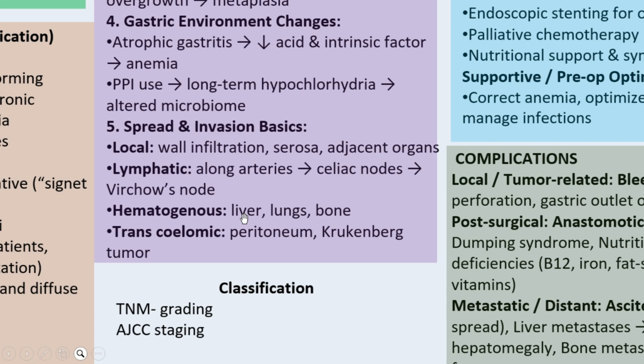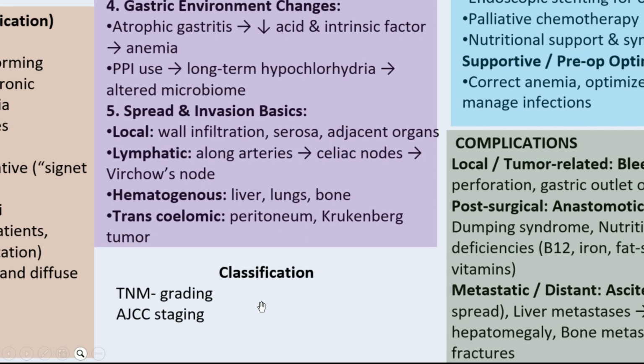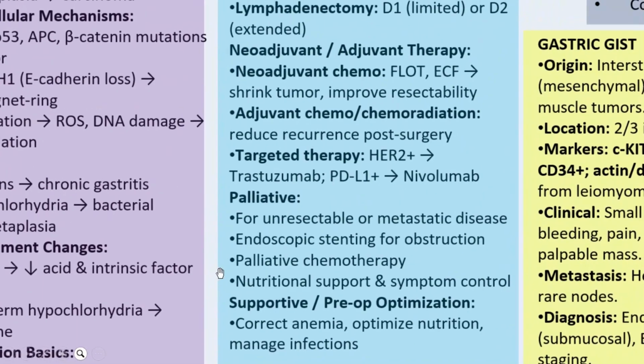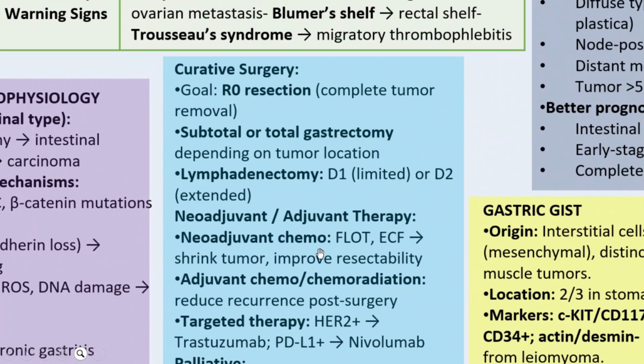Then hematogenous spread can be going to the liver, because first of all, the blood supply, of course, drainage goes to the liver and to the lungs, then the bones ultimately. Then we have the transcoelomic route, where through the peritoneum we have spread of these cells downwards. And when they go to the ovaries, we get what we call the Krukenberg tumors. So the classification or the staging is done by the TNM grading, and after that we have the AJCC 8th edition staging, which you can look up and understand.